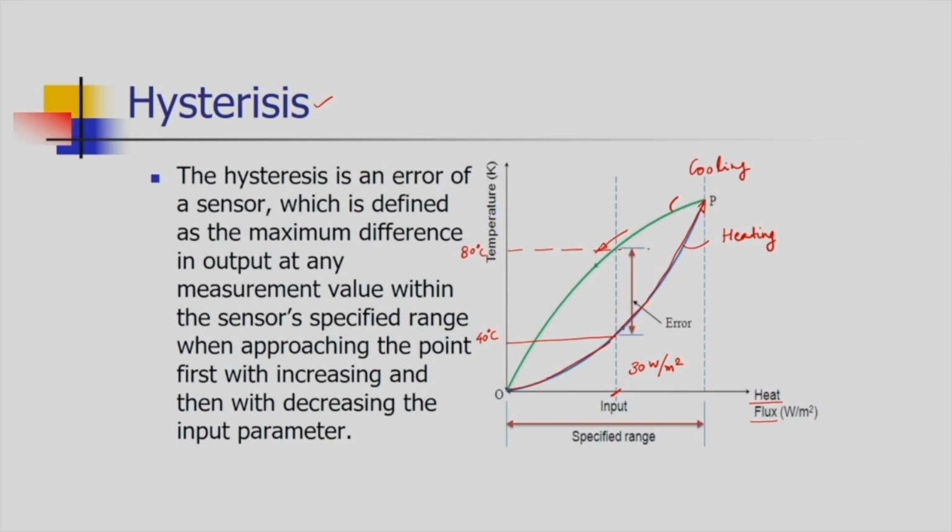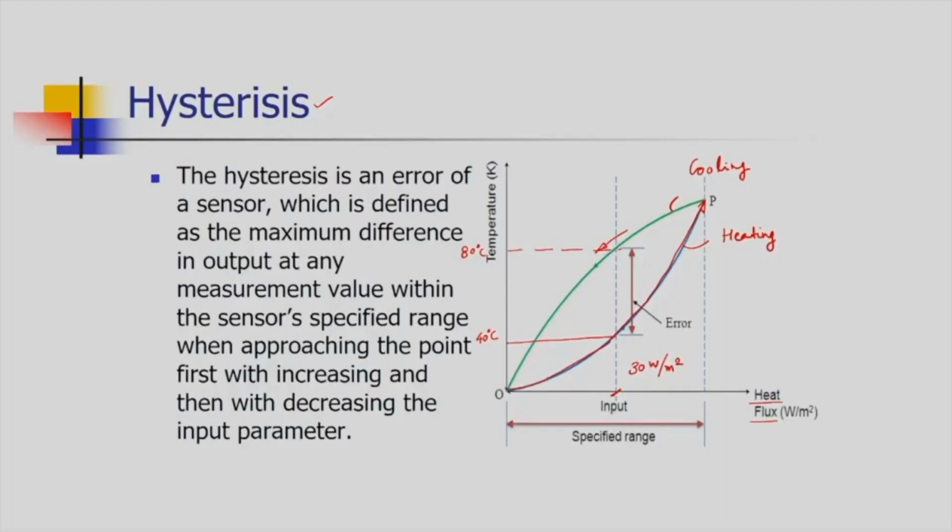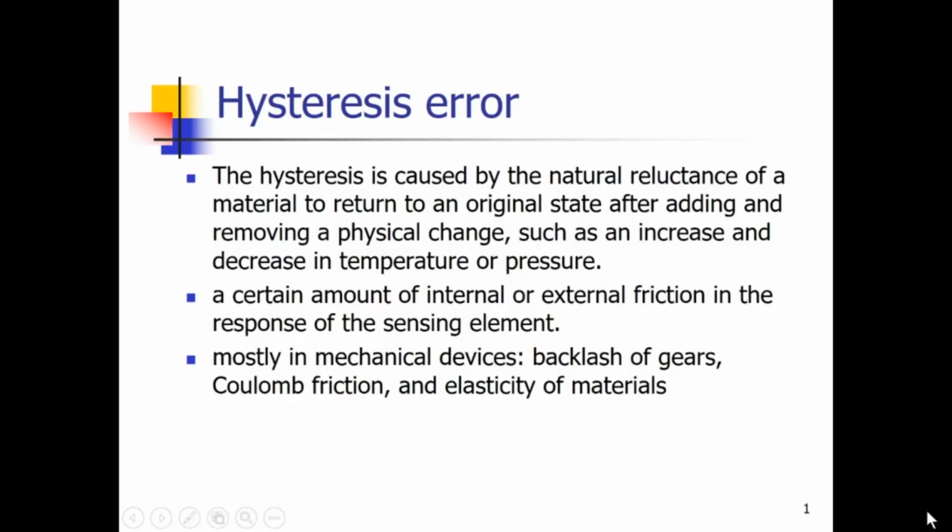So, there is a difference in the output for the same input value when the paths are different, so the increasing trend and the decreasing trend. So, this error in the output value is called the hysteresis error. Now, let us see why this hysteresis error is generated.